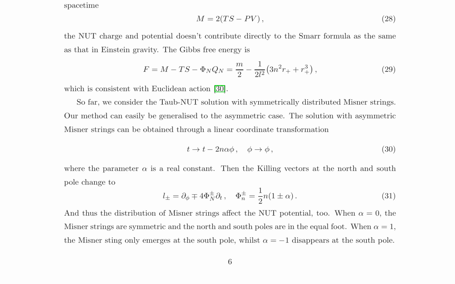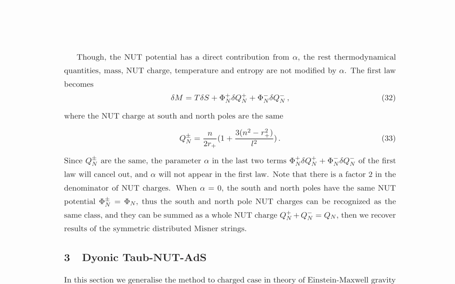The method can be generalized to the asymmetric case through a linear coordinate transformation, affecting the nut potential and the distribution of Misner strings. In the context of Einstein-Maxwell gravity theory with a cosmological constant, the paper explores the thermodynamics of dionic Taub-NUT-AdS spacetime. The solution to this spacetime is given by the metric and Maxwell field equations, which include additional integration parameters corresponding to electric and magnetic charges, e.g.